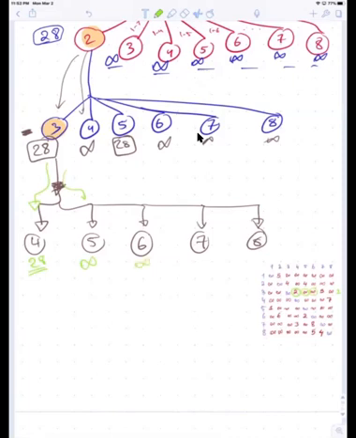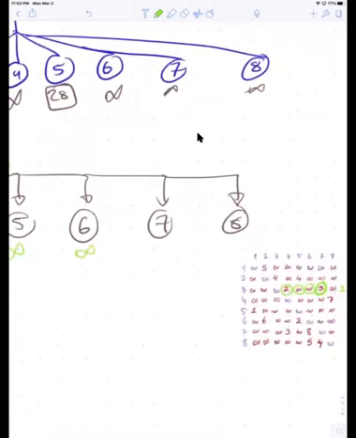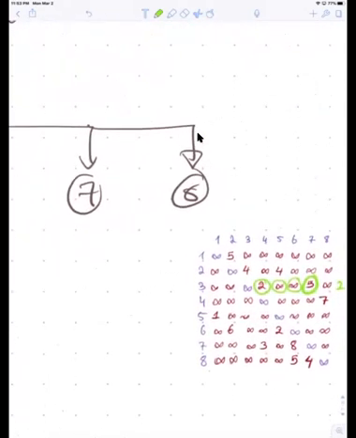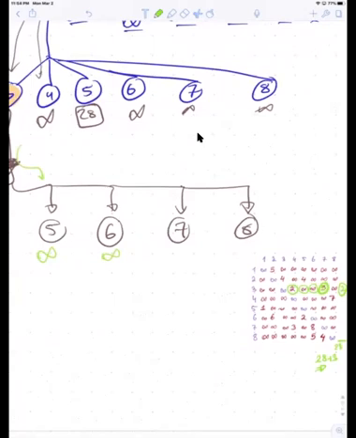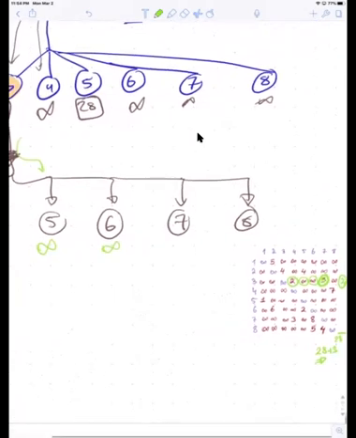Now from 3 to 7, it's 5. However, the minimum at this row is 2. That means, since the total here was 28, I will be adding 3 to that total so that I can compensate for the 5. That means the minimum path at this path is 28 plus 3, which is 31.